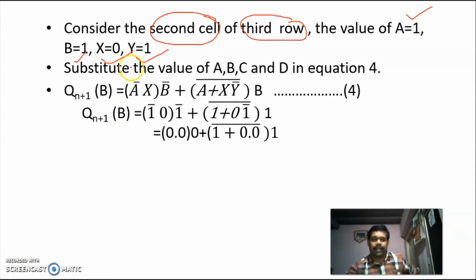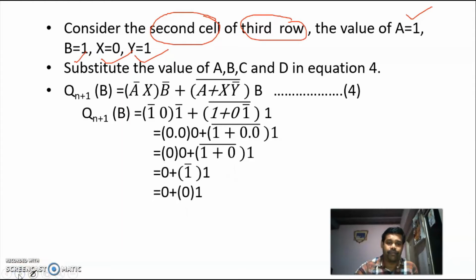Here the value of A is 1, so 1 bar. X is 0, so 0. B is 1, so 1 bar. Here the value of A is 1, so 1. Then the value of X is 0, the value of Y is 1, so 1 bar. Then the whole bar. So 1 bar is 0, so 0 into 0. Again 1 bar is 0, 0 into 0 is 0. Here 1 plus 0 is 1. 1 bar is 0, 0 into 1 is 0. So you'll be getting 0. That is the second cell of third row.